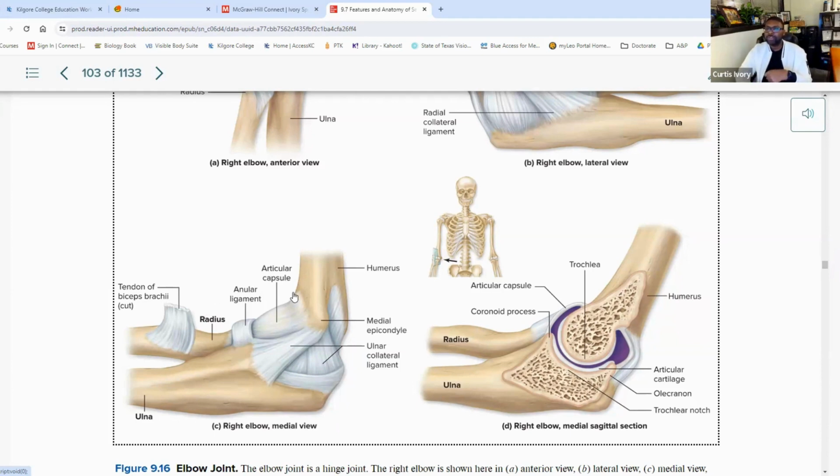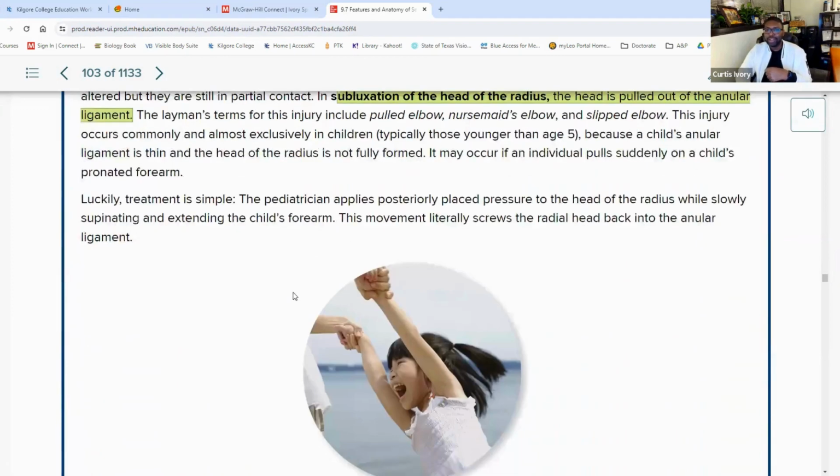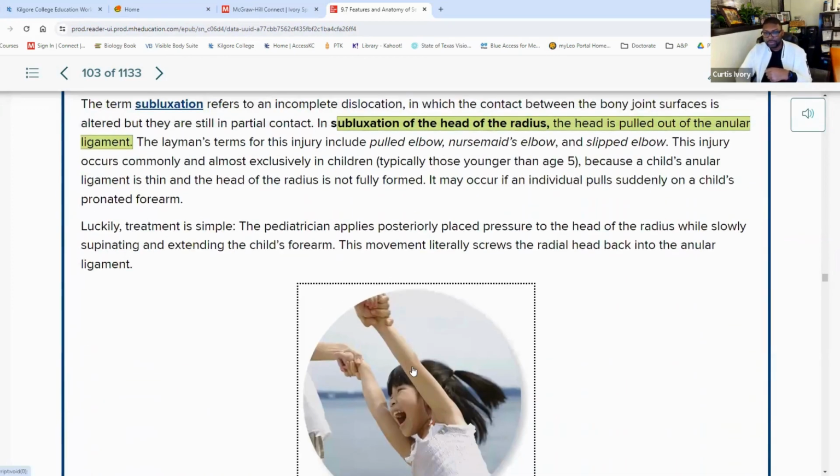So that's one reason why you should not pull on a child this way, because if you look here, it's putting a lot of tension. So all their body weight is essentially fighting against that joint. And so you can do a lot of damage by separating them.